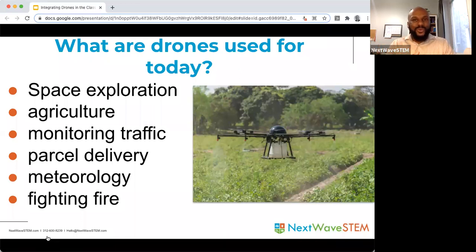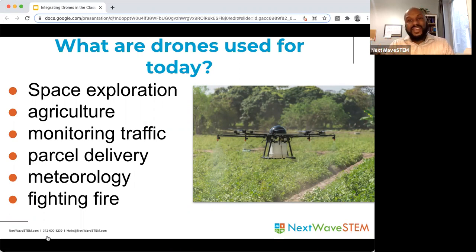Scott, you've worked at NASA, so you know really well the ways in which drone technology is being used to explore space. But we're also seeing drones being used more and more often for agricultural purposes, to monitor traffic, parcel delivery, something we'll talk about a little bit later on, even micrometeorology. There are some news stations who have been able to replace their helicopters, or even if they didn't have helicopters to begin with, use drones in lieu of helicopters to do micro reporting.